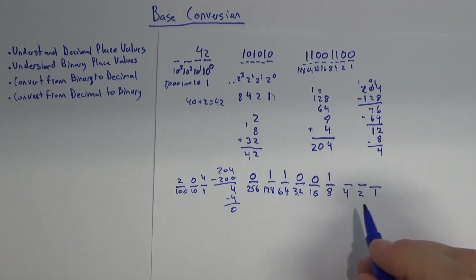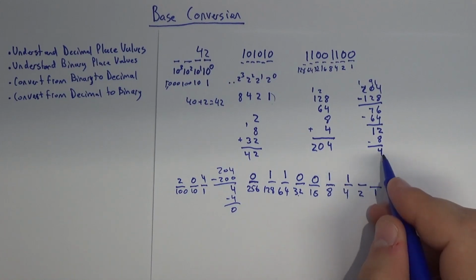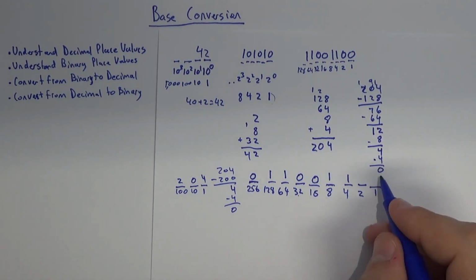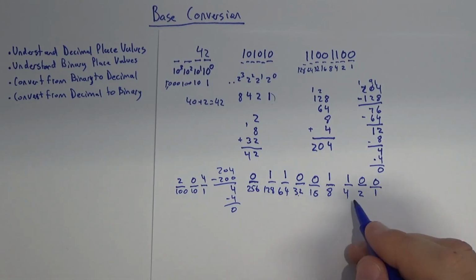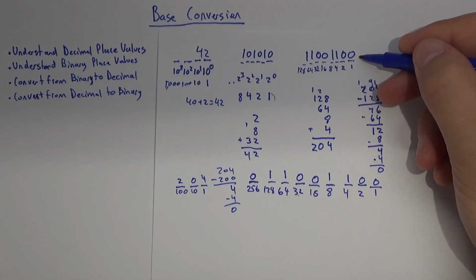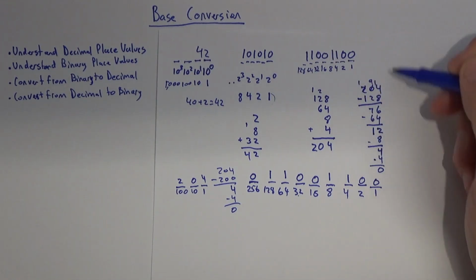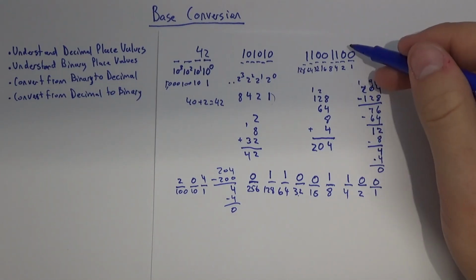Okay, these are all subtraction. I do have a 4 that I can pull out. And you'll notice I'm now at 0, so I don't have any 2s, I don't have any 1s. And if we look at that, we realize we've come up with the exact same number that we started with up here, 11001100. So the process works both directions.